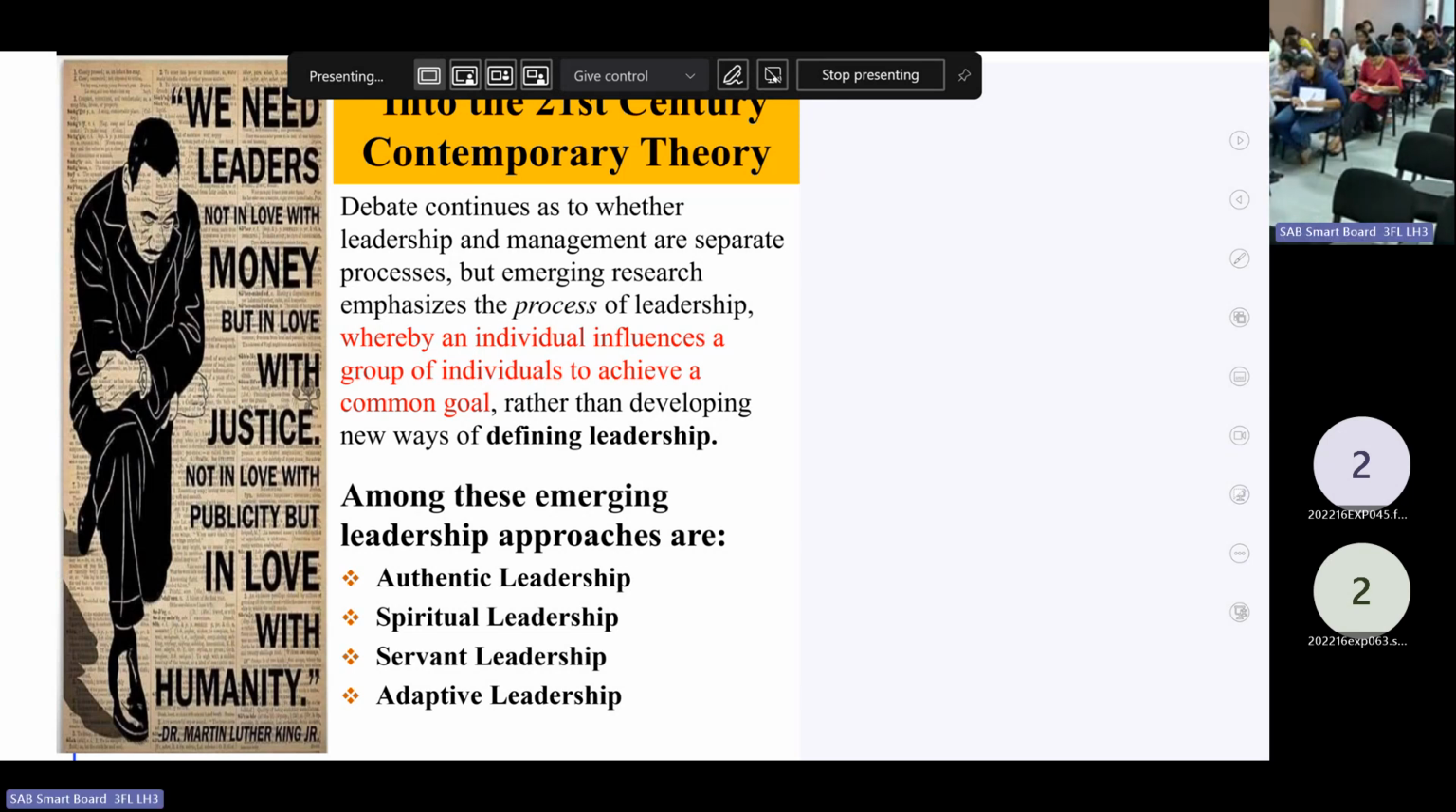Do you understand what I'm trying to say? Earlier, each research tried to focus on what is leadership. Now, instead of defining leadership, they are trying to identify what makes a leader effective. Okay, that's a focus shift. So rather than developing a new way of defining leadership, they say these emerging leadership approaches are authentic, spiritual, servant, adaptive. It's a new leadership style, and that group, the virtual team, will be doing a presentation.